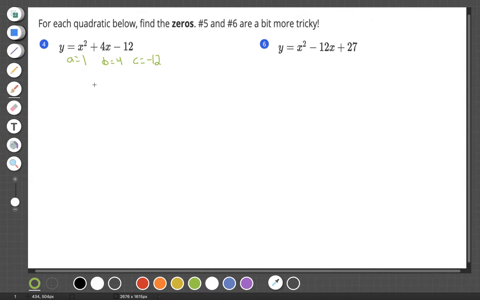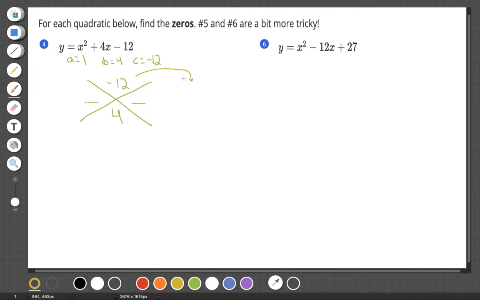So we do that. Then second step, I'm going to draw my diamond and set up my diamond problem. So remember, first term A times C goes in the top, so negative 12 times 1, which is negative 12. That goes in the top. B goes in the bottom, so that's 4. Now I need to figure out two numbers that can multiply together to equal negative 12, add together to get 4. Sometimes you can see that right away. Sometimes you got to break it apart. I'm going to assume that we need to break it apart.